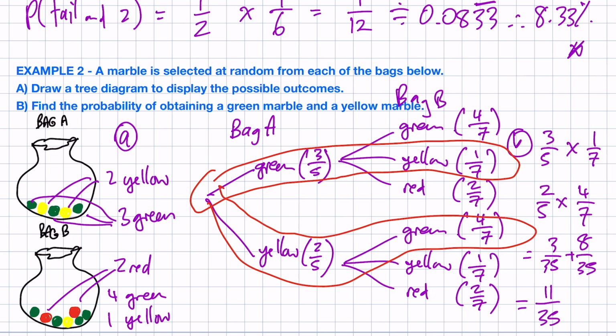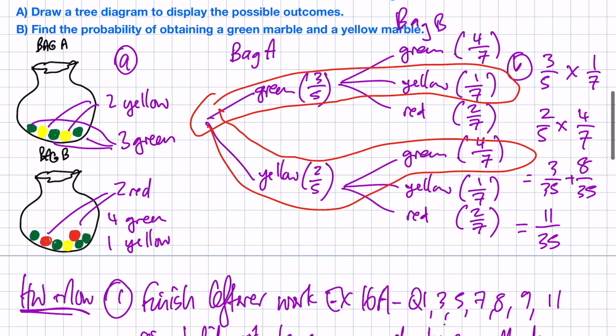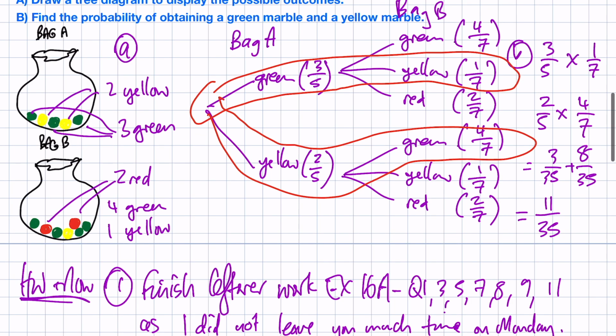Is that cancelable down? 11 over 35. Is there anything common to those? 11 is a prime, I think, so it's not going to have any common factors. So leave that. Please make sure that you cancel down fractions as much as you can. Okay? So you have an 11 in 35 chance of obtaining a green and a yellow marble. So what I'll do is I'll scroll down here so you can see that full example.